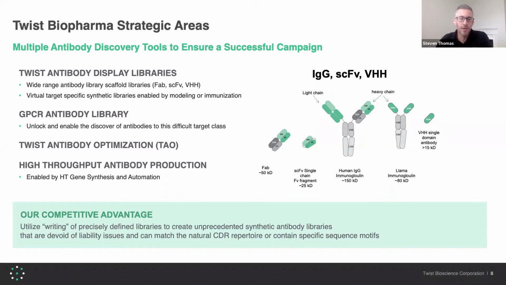So as listed on the slide here, one of the most popular target class specific libraries we have is our GPCR antibody libraries. As I'm sure many of you are aware, GPCRs are a very sought after class of clinical targets, but are traditionally difficult to go after with antibodies. And so we've looked to solve that problem here at Twist.